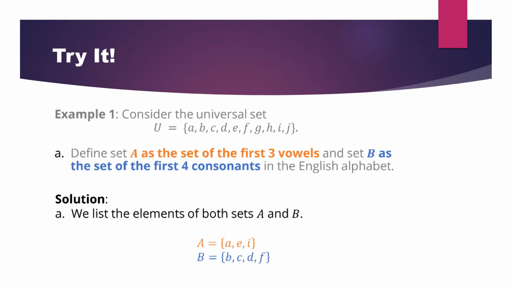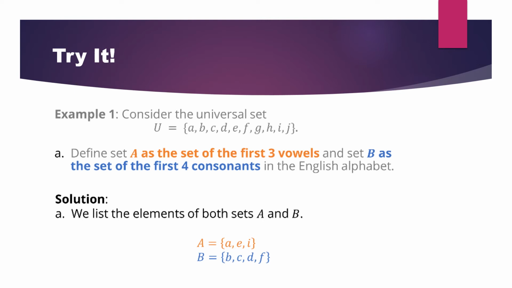Letter A defines set A as the set of the first three vowels, and set B as the set of the first four consonants in the English alphabet. For the solution to letter A, we list the elements of both sets A and B. Set A is equal to, only the first three vowels, meaning you have A, E, and I.